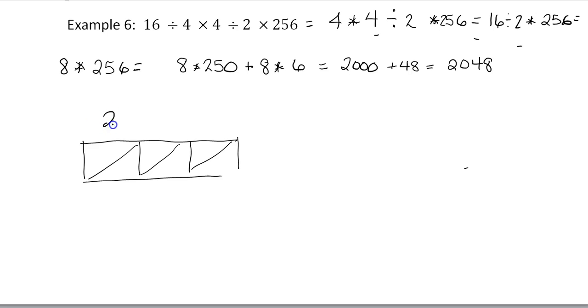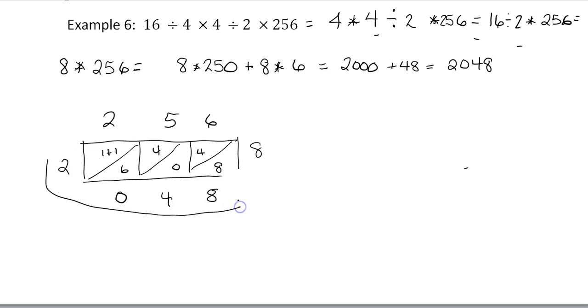All right, I have my 2, 5, 6, and I'm going to multiply that by 8. So here I'm going to have 6 times 8 is 48, and 5 times 8 is 40, and 2 times 8 is 16. So here I'm going to go along the diagonal, so I've got an 8, and then 4 plus 0 is going to be a 4. And a 6 plus 4 is going to be a 10, so I'm going to put my 0 there and plus 1 up here. And that gives me a 2. So my answer, again, is 2,048.